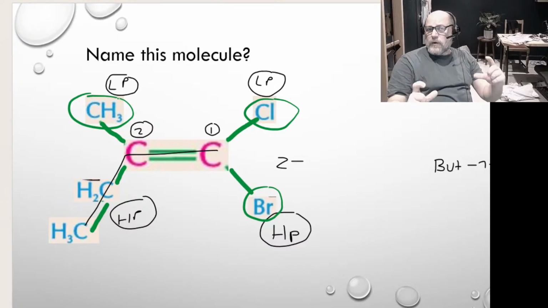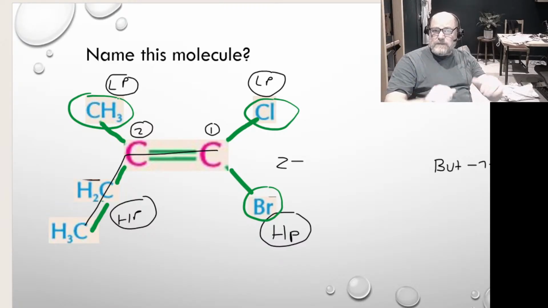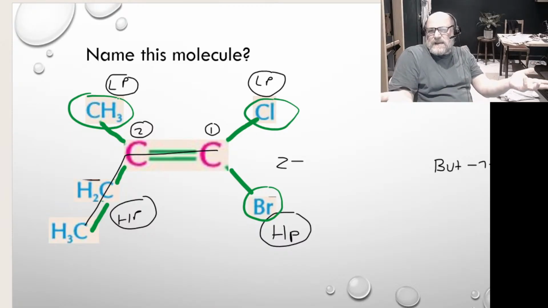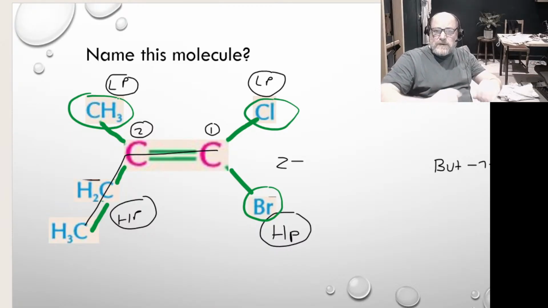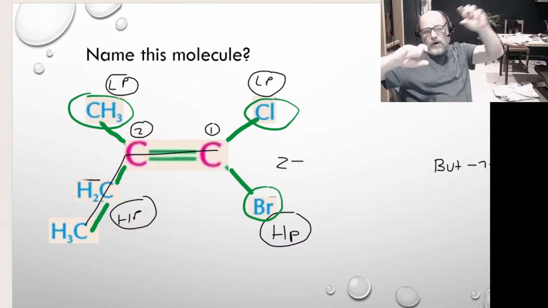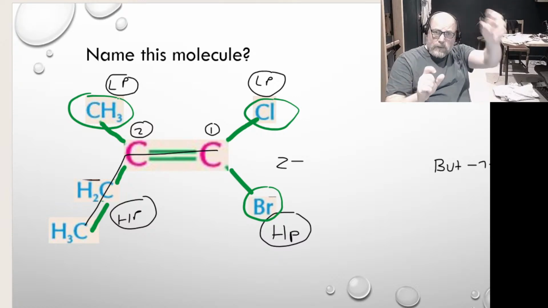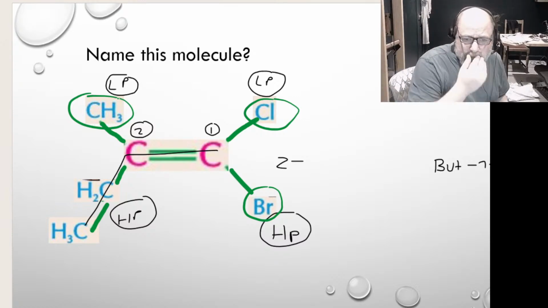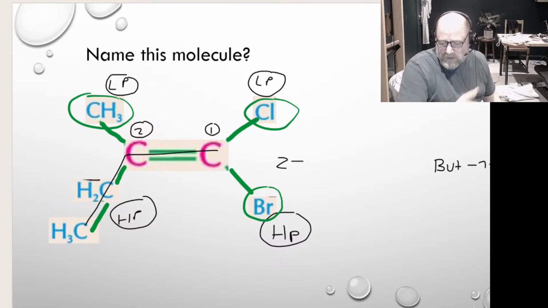If the two high priority groups are on the same side of the double bond, it's going to be zusammen, Z, basically like cis. And if the two high priority groups are diagonally across the double bond from each other, it's going to be entgegen, E, which means opposite.